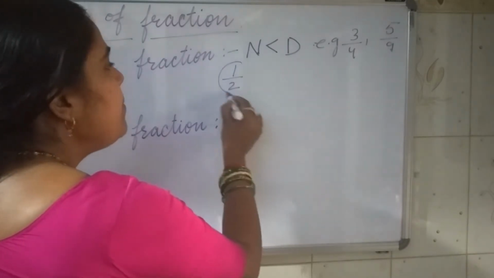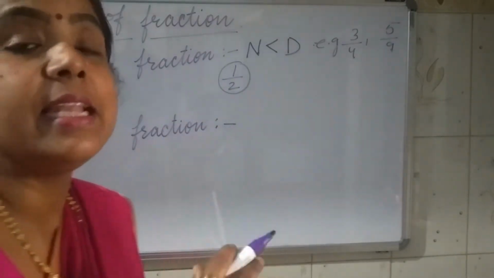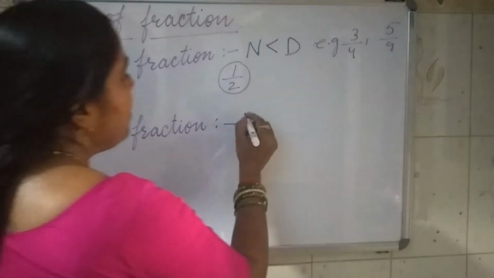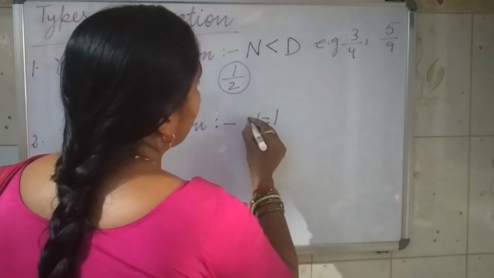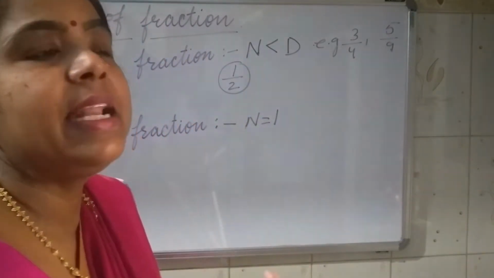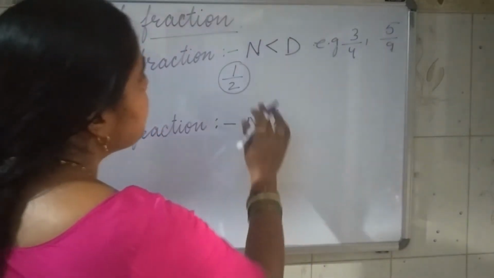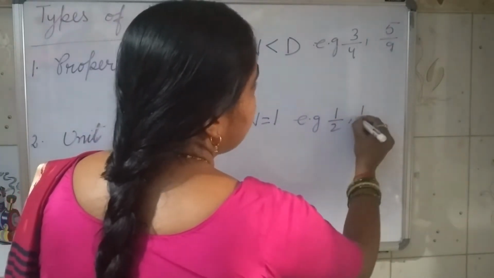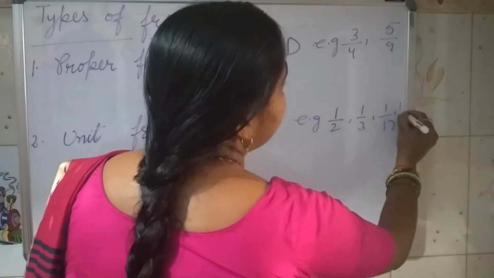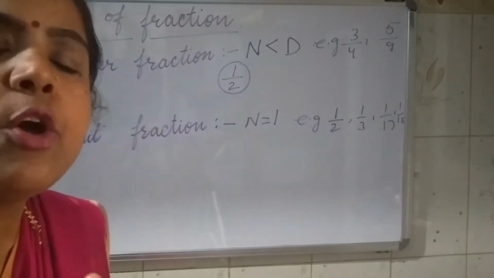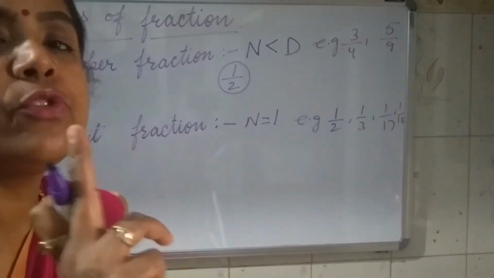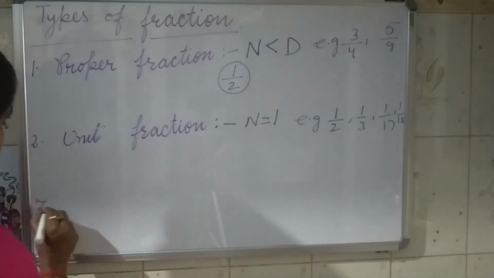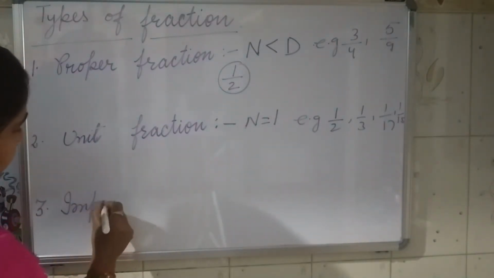Now this 1 by 2 is a proper fraction, but its another name is unit fraction. So the second type of fraction is the unit fraction. When the numerator is always equal to 1, in that case it is called a unit fraction. For example, 1 by 2, 1 by 3, 1 by 17, 1 by 15, whatever the number. The denominator can be any number, but the numerator is always going to be 1. So it is called a unit fraction. And the third one is called the improper fraction.